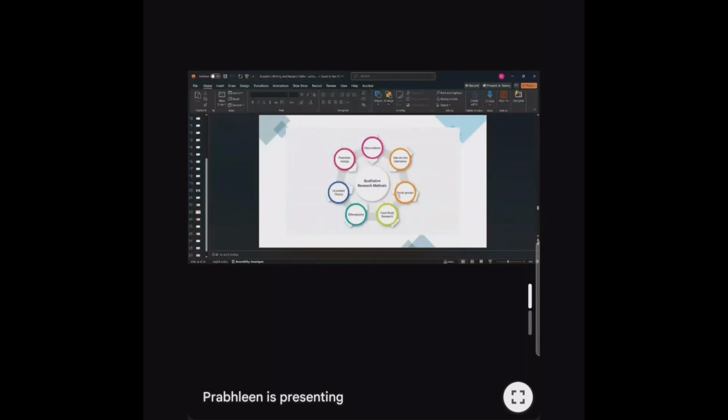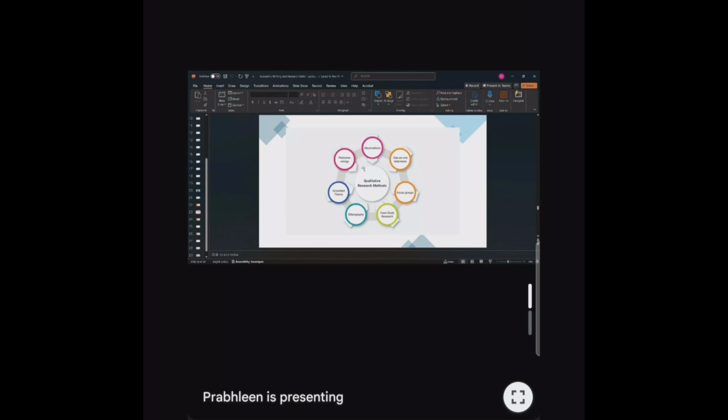So in qualitative research, we have different methods. We have one-to-one interview. We have case study, where basically I'm studying one subject. Then we have grounded theory, ethnography, observation, where I'm observing a group. I'm using phenomenology.